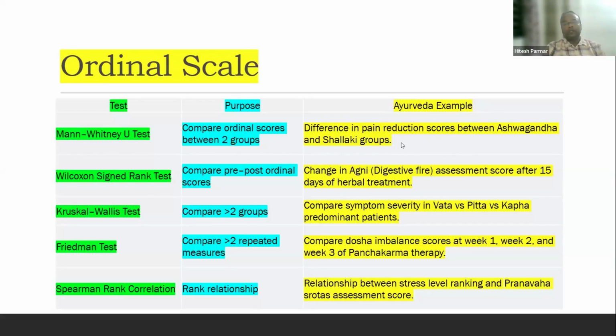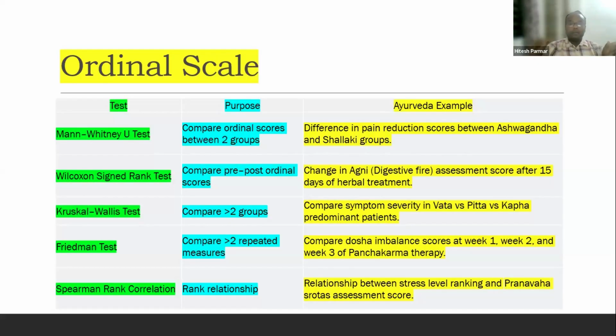So these are the 2 groups, right? You are comparing these 2 groups and the average pain reduction score, whether group A has a reduction in the scores or group B has the reduction in the score. So the median difference you are comparing here with respect to Mann-Whitney U.